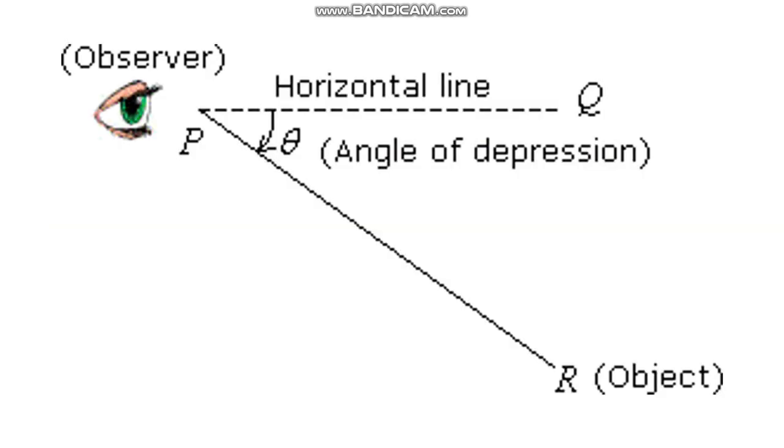So here is one illustration. Let's say this is the observer right here, and we still have the horizontal line and the imaginary line of sight, which is this PR right here. Then let's say the object is here. As you can see, the object now is below the observer. So this angle right here is angle of depression.